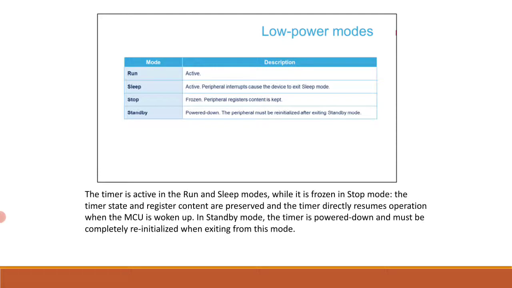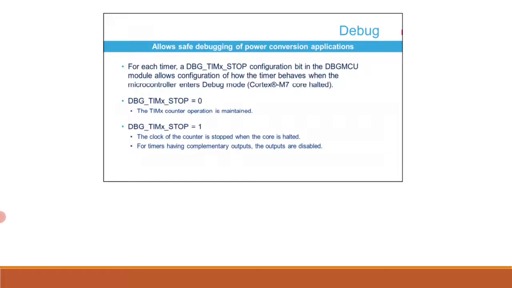Timer state in debug mode can also be configured. The timer state in debug mode can be configured with 1 configuration bit per timer. If the debug bit is reset, the timer clock is maintained during a breakpoint. If the debug bit is set, the timer's counter is stopped as soon as the core is halted.